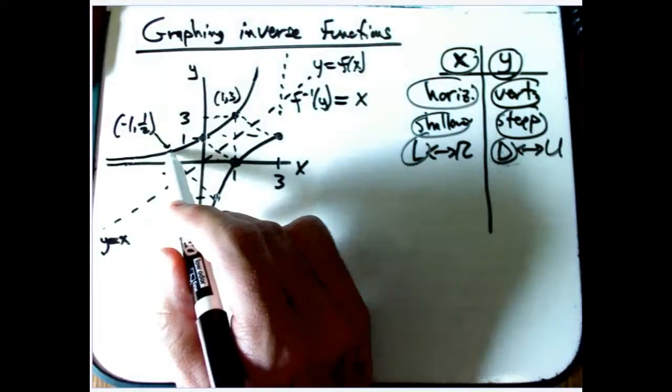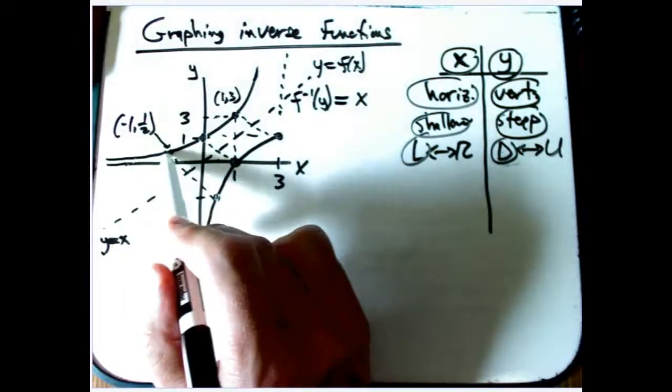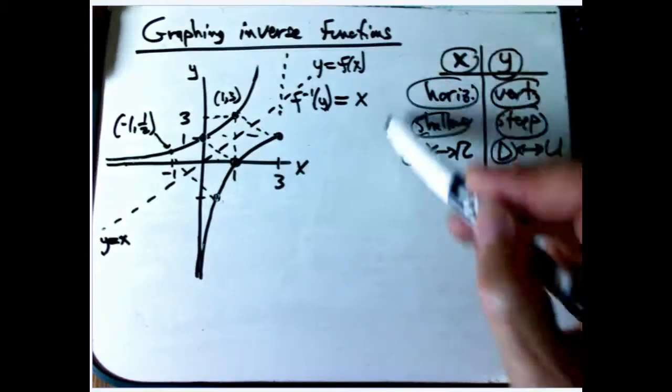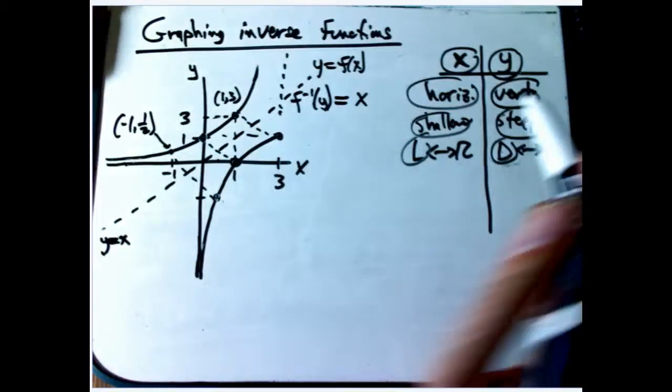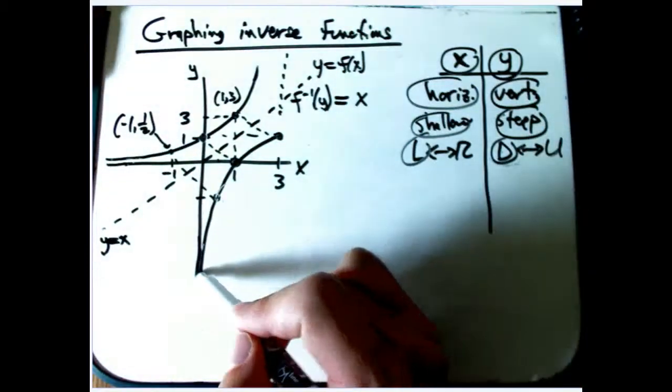But I think it's easier to create it accurately by saying, okay, this thing is doing something, doing these features in the x column. Its inverse graph is going to do the corresponding features in the y column. What else?